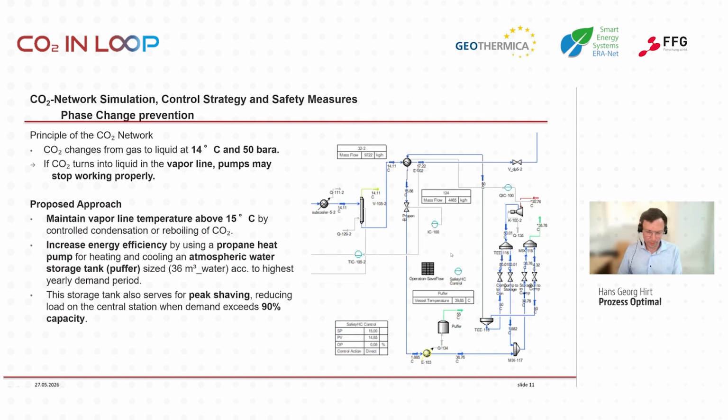From the size, about a third of the size needed for one consumer. And we tried to ensure here the safe state by keeping the temperature above 15 degrees Celsius in the network. And it was possible to increase even the energy efficiency with this system, because the buffer we installed for this phase change prevention could also be used for energy saving by peak shaving, and has here a double usage in this format.